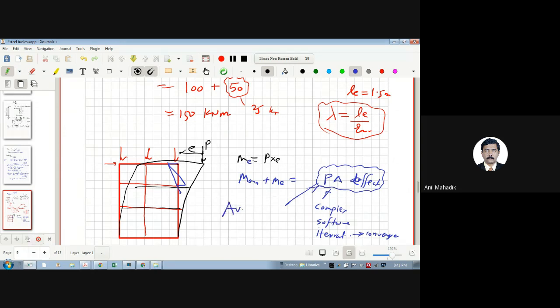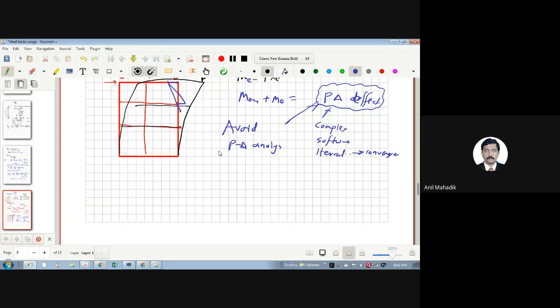So avoid P delta analysis, that is related with slenderness and all. If you are avoiding P delta analysis, then you should do something else, isn't it? Because there will be some additional moment like this. So to do something else, the IS code has given certain guidelines, IS 456. The guidelines are given regarding additional moments due to slenderness.